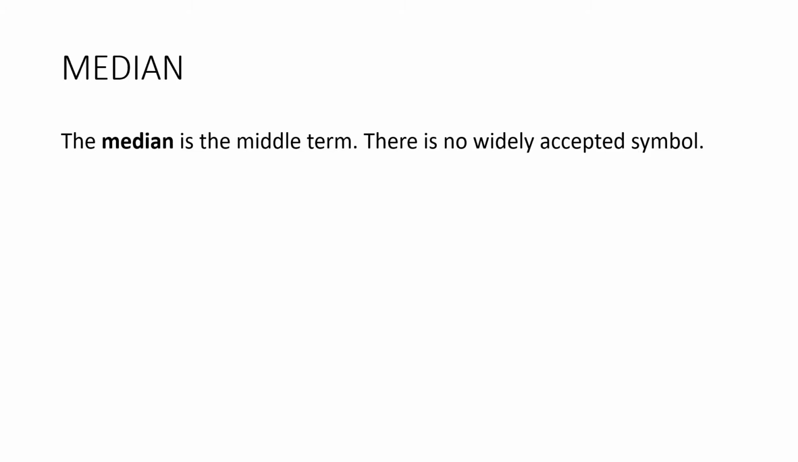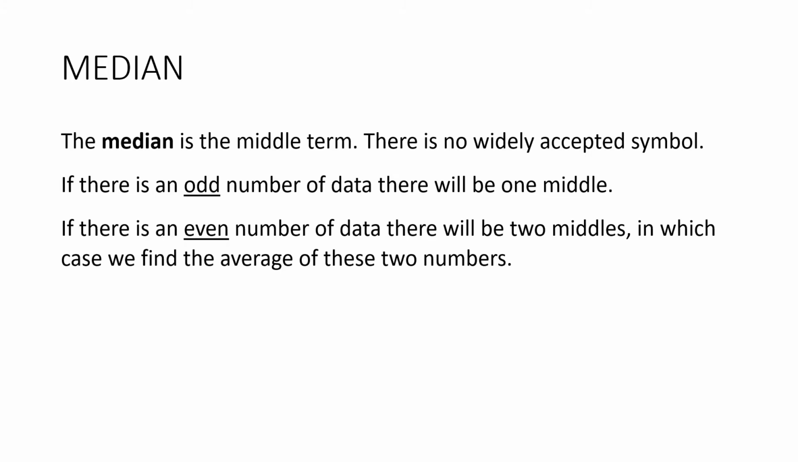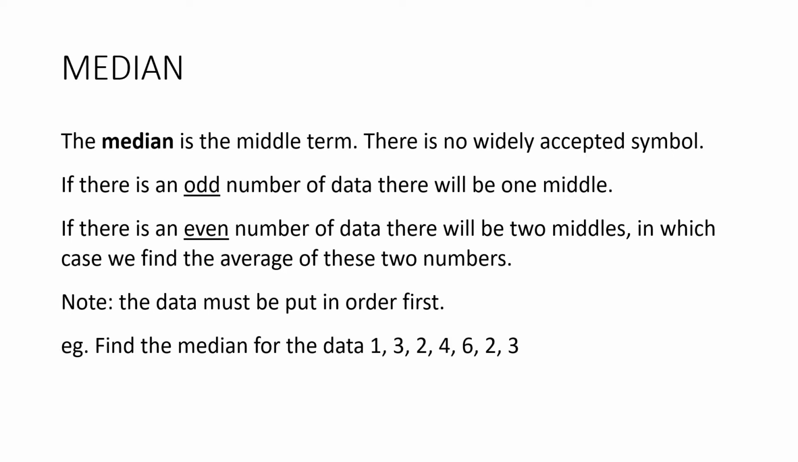Let's move on to median. The median is the middle term. There is no widely accepted symbol. Now, if there's an odd number of data, then there will be one middle. But if there's an even number of data, there will be two middles, in which case we just find the average of those two numbers. Note, the data has to be put in order first. That's really important.